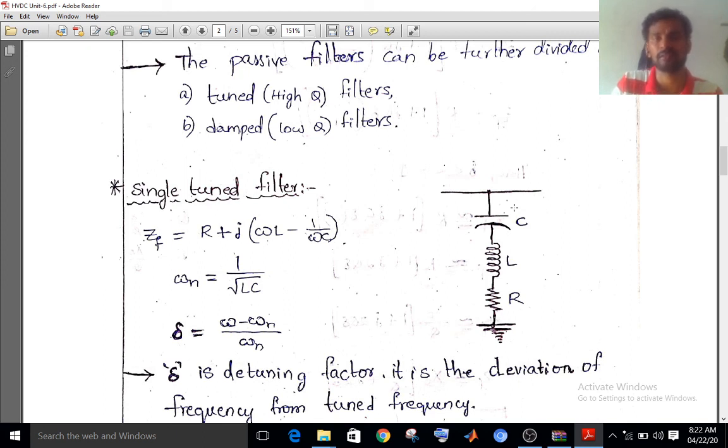We will discuss the analysis of this single tuned filter in the next class. I will stop here.